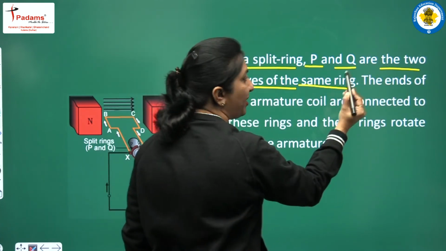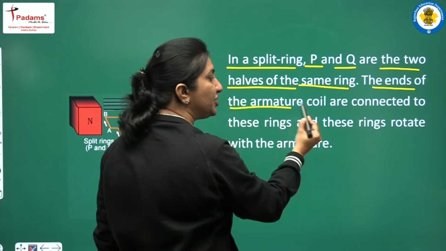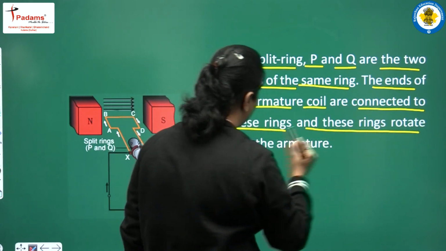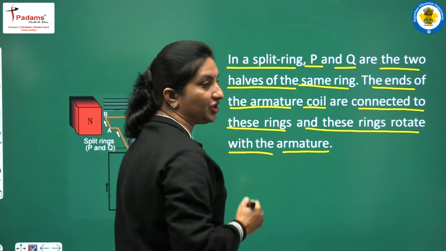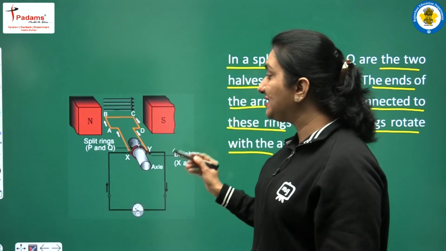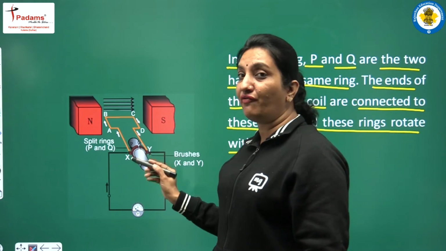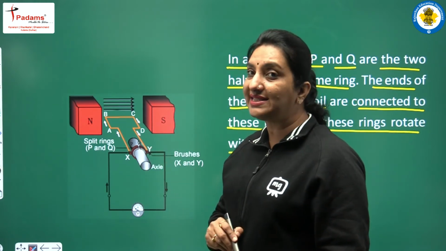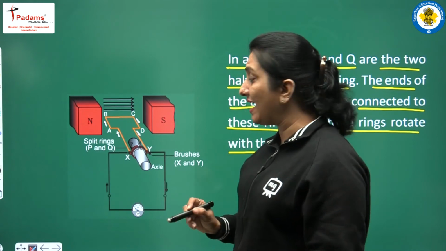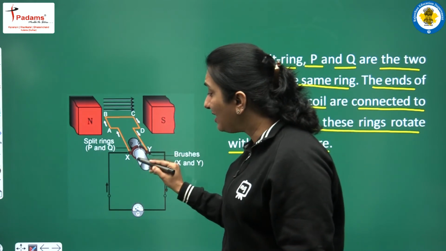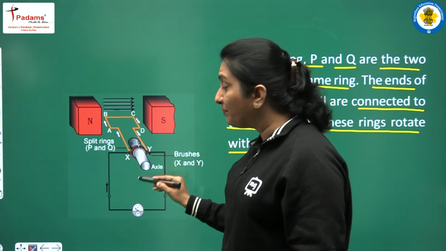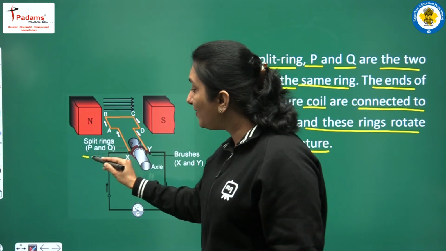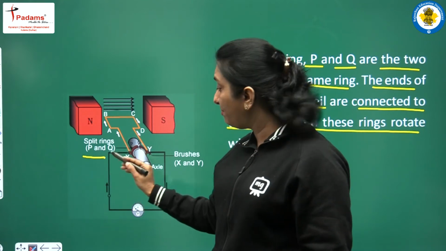of the same ring. The ends of the armature coil are connected to these rings and these rings rotate with the armature. Now here students, we can see that the construction of a DC generator is almost the same as that of an AC generator, except the fact that here we are having a single ring which is split into two halves. So here what we have is split rings P and Q.